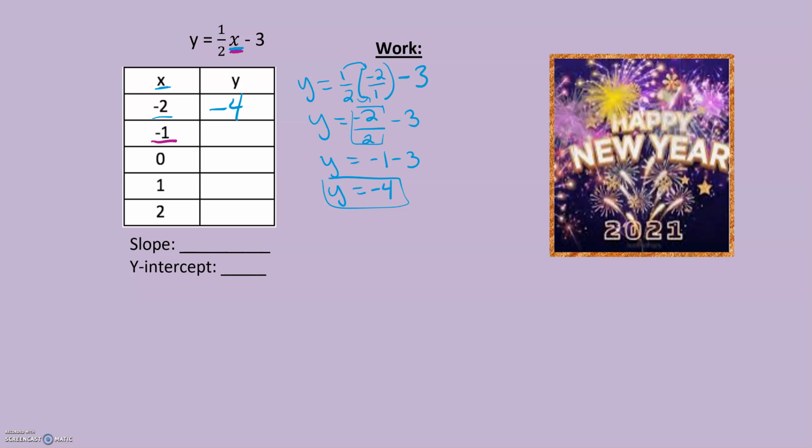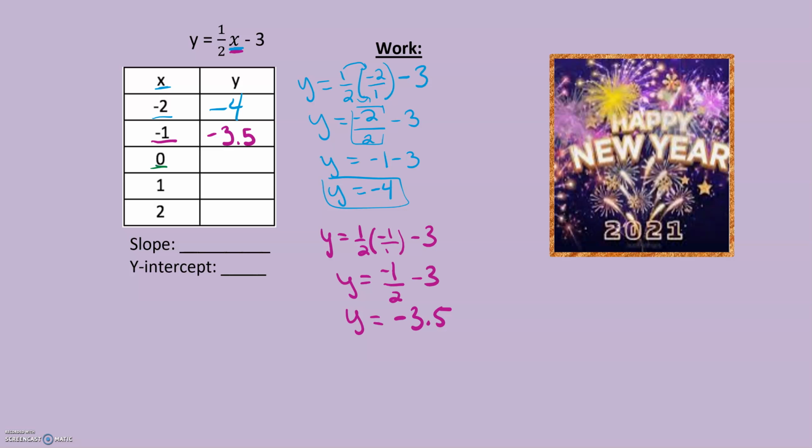So every time I see x, I'm going to put in -1 instead. Y equals 1/2 times -1 over 1 minus 3. Y equals, well, 1 times -1 is -1. 2 times +1 is 2 minus 3. Again, if I have 1/2 of a bad person and 3 more bad people, I end up with 3.5 bad people. And I'm going to make that a decimal so it's easier to write.